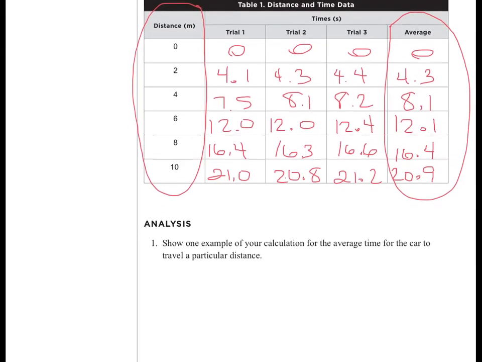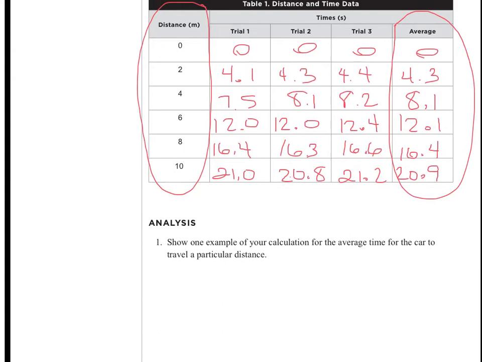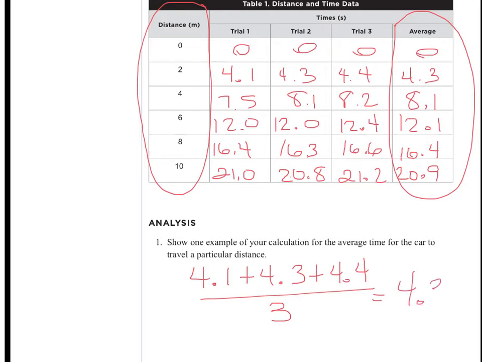So the first thing under analysis says to show an example of our calculations for average time. Just to make sure that you know how to do that, you're simply going to add your 3 times together and divide by 3. If you only did 2 trials, you would add them and divide by 2. And of course, time is in seconds.